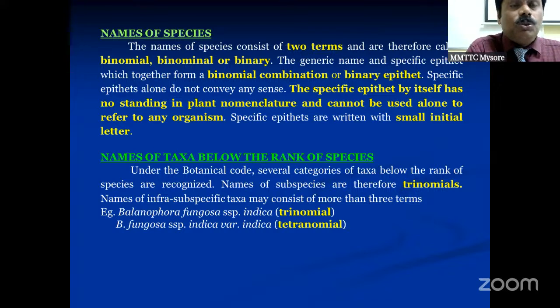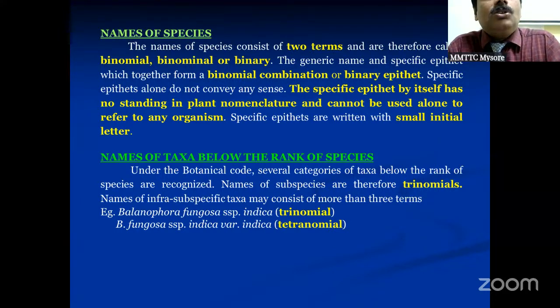This is very important, because we were having the practice of polynomials. I have told you the best example of having 7 names and 9 names. Names of species, which we are talking about today, consist of 2 terms only and are therefore called binomial, binominal, or binary: a generic name and a specific epithet, which together form a binomial combination or binary epithet.